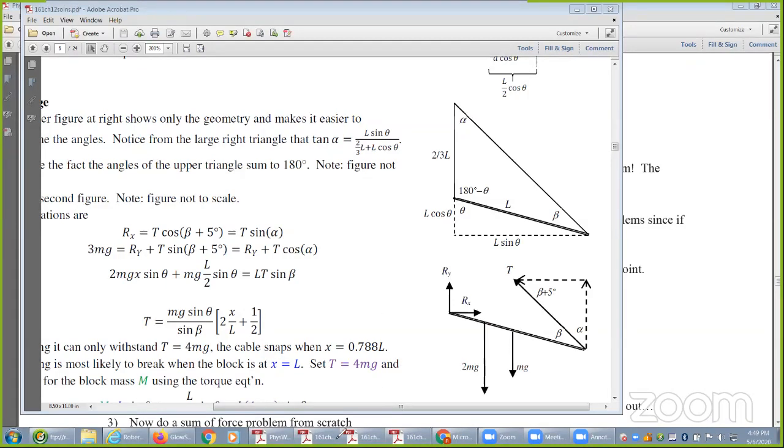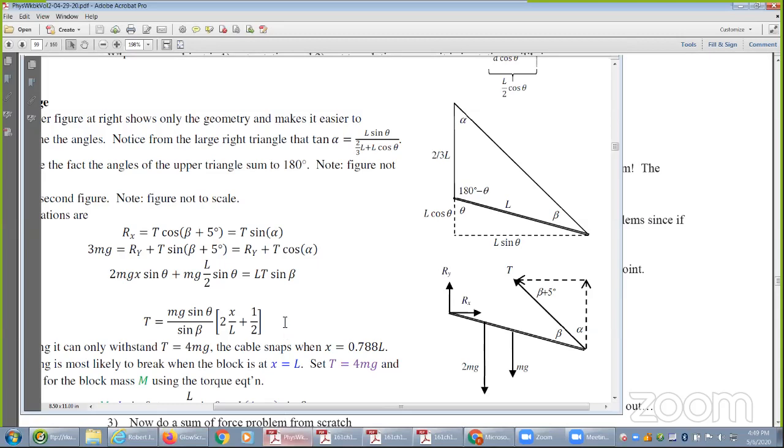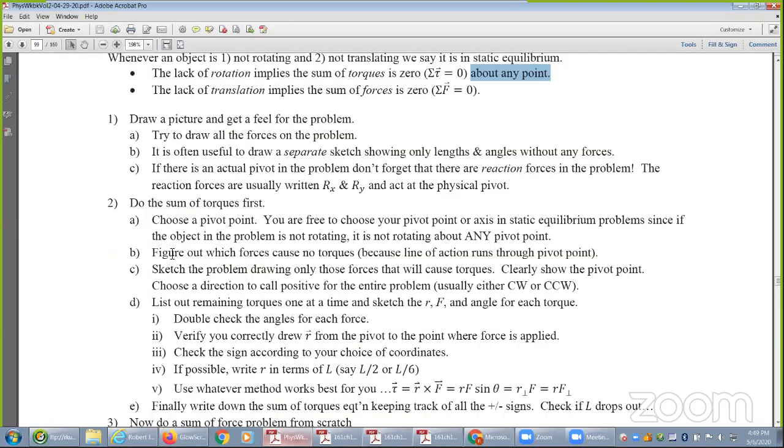Let's go back to right here. Okay. Figure out which forces cause no torques. Again, I'm looking through bullet 2. Do sum of torques, choose a pivot point, figure out which ones don't cause a torque, sketch the problem with only the remaining forces. Notice you have to choose a direction to call positive.